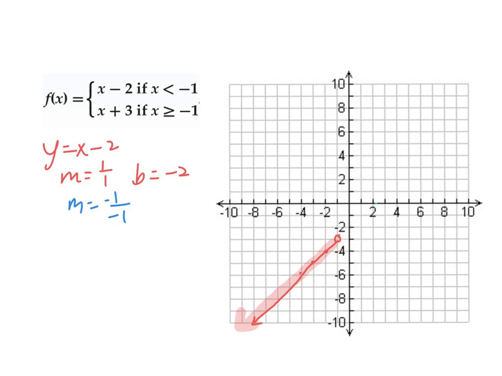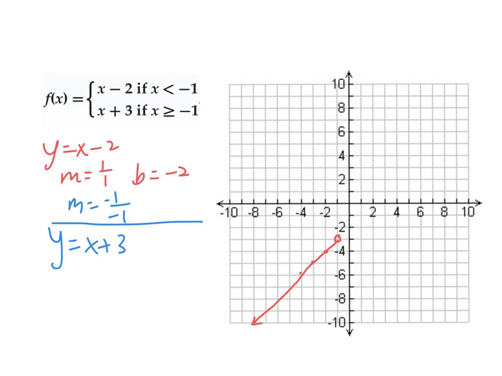Okay? Now, so that's just the first piece. All I've done so far is I've graphed that. Oops. There we go. I've graphed that. That's all I've done. Now I have to repeat the whole process for the second piece. Okay. So I have my equation. Okay. Y equals x plus 3.